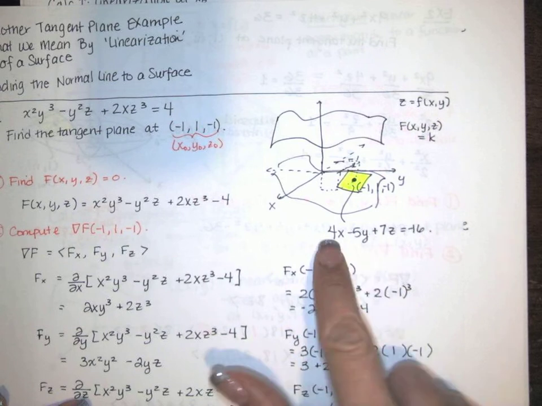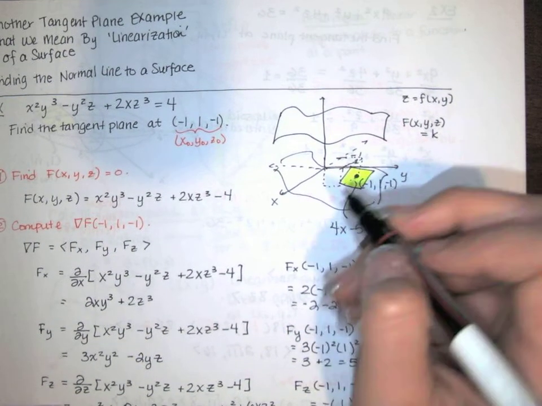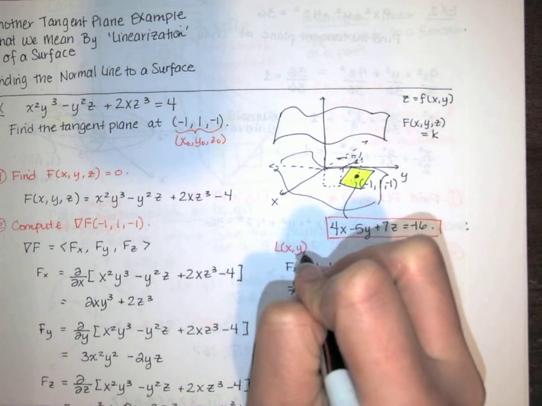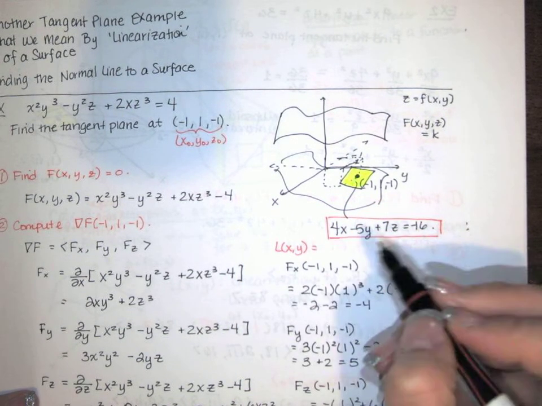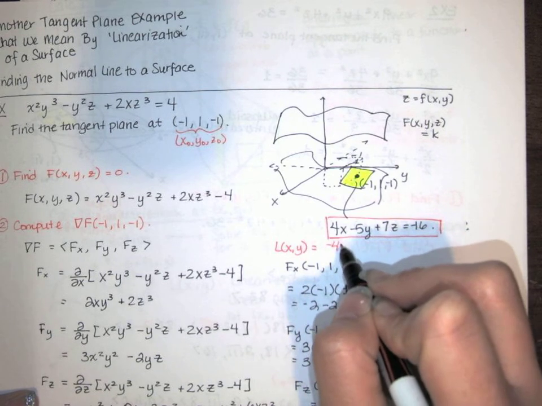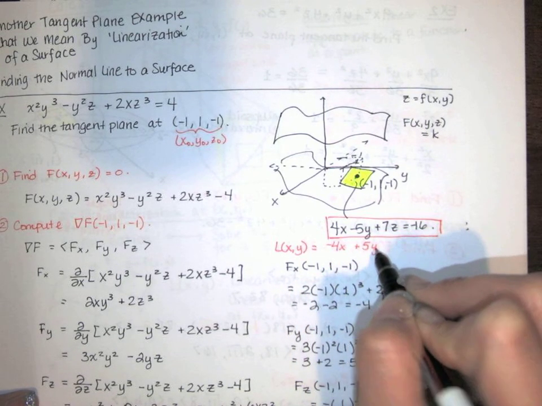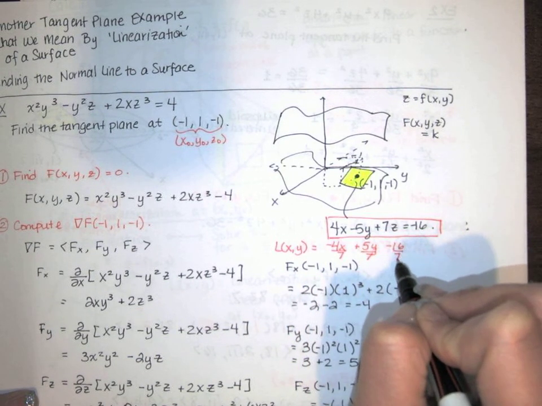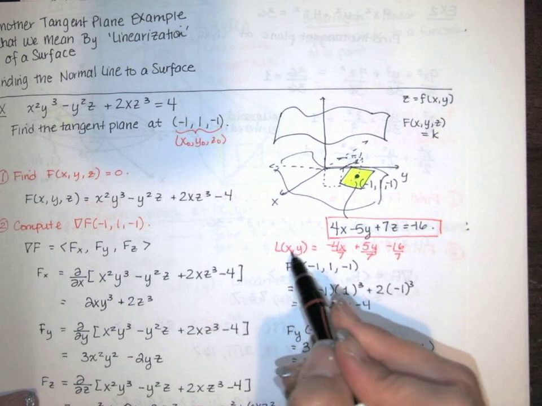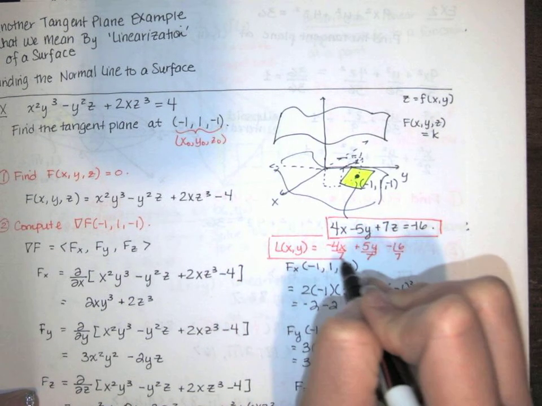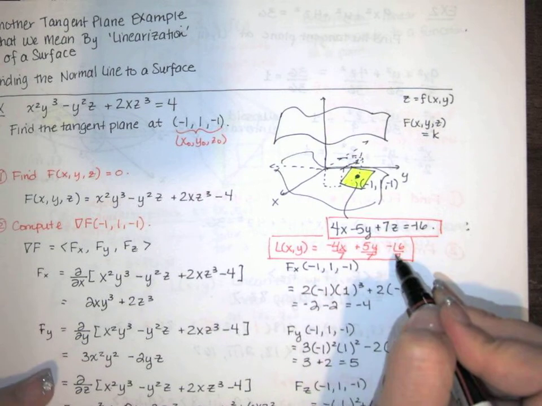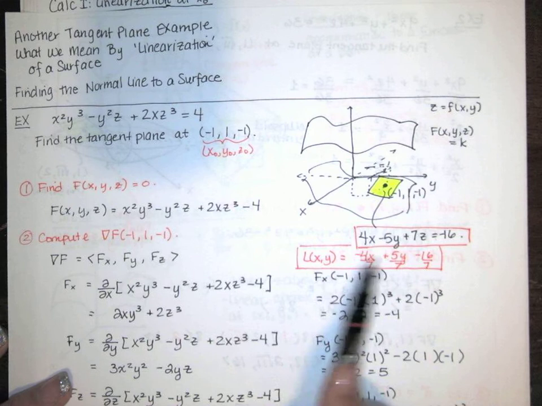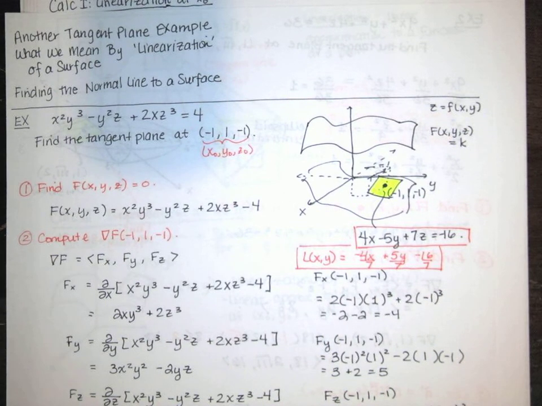So let's look at our last example with that horrible looking cartoon surface over here. This was the equation of the tangent plane. The linearization just comes from taking this and solving it for z. So I will subtract 4x from both sides, add 5y to both sides, and divide both sides by 7 to get z by itself, and then replace the z with L of x y. This is the linearization to this surface at that point. All I did was take this, solve for z, and replace z with L of x y.